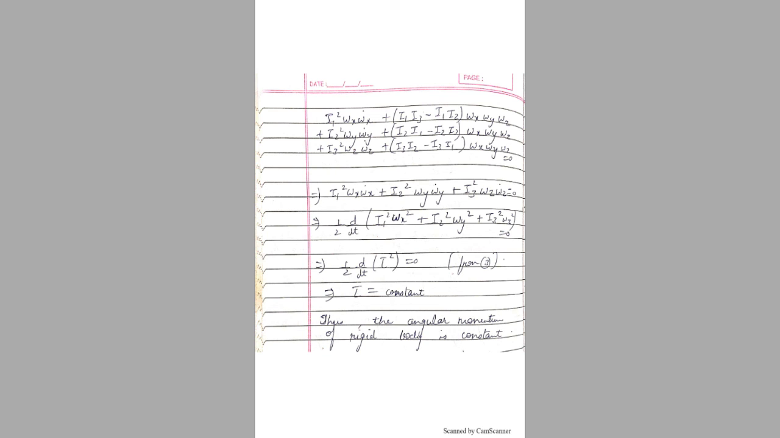So I have reached over here. In the same pattern as I did in the case of kinetic energy, I will use this equation instead of this. But this is nothing but L bar square. That means the derivative of L bar square is 0. That means L has to be a constant quantity. That is, the angular momentum of a rigid body is constant. So I'm done with unit number 4.